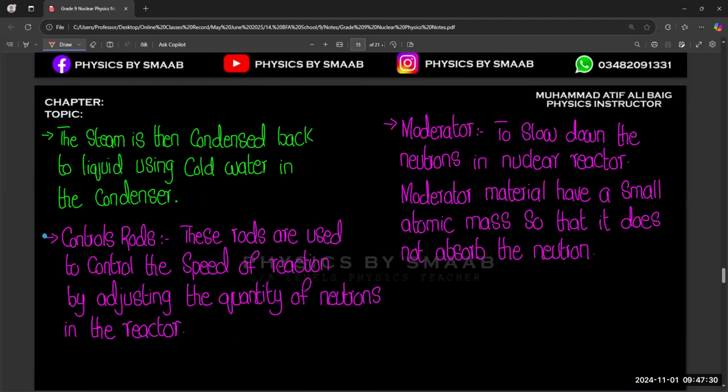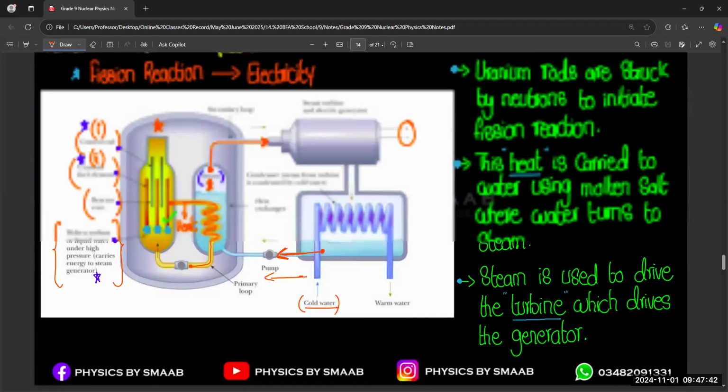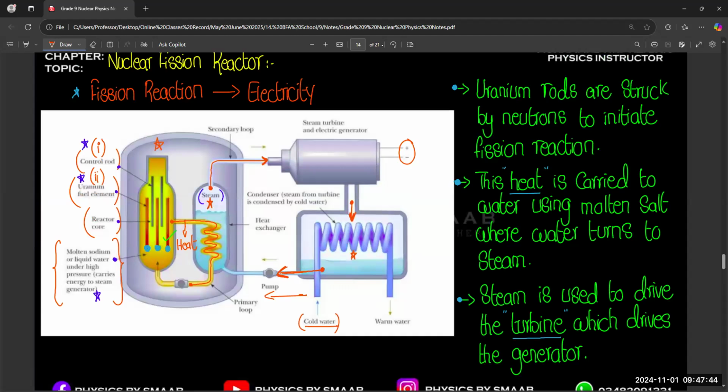And the concept of the control rod is, you can see it is mentioned, these rods are used to control the speed of the reaction by adjusting the quantity of neutrons in the reactor. Okay. So basically you can see these gray rods are actually the control rods. Okay. So what happens with the control rods and why we are using control rods?